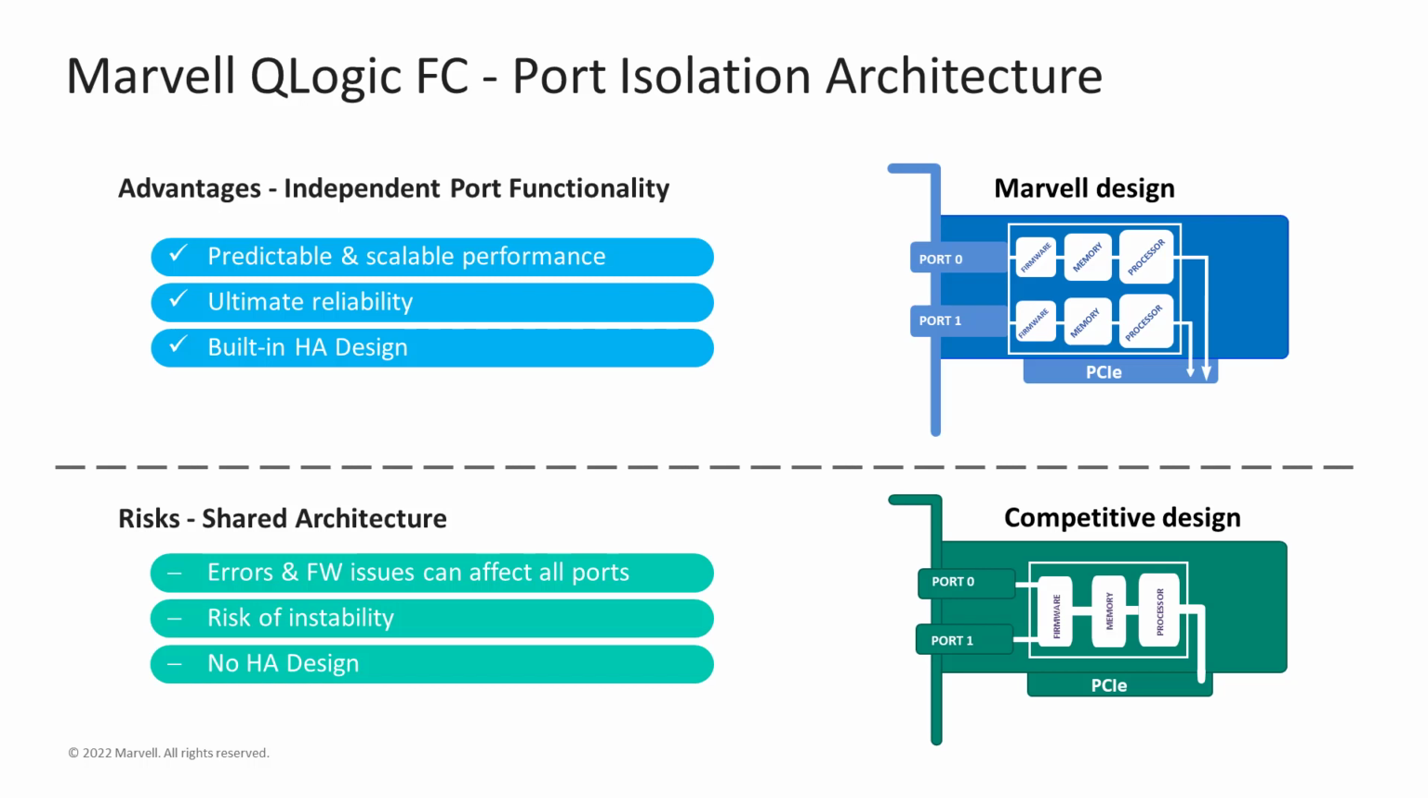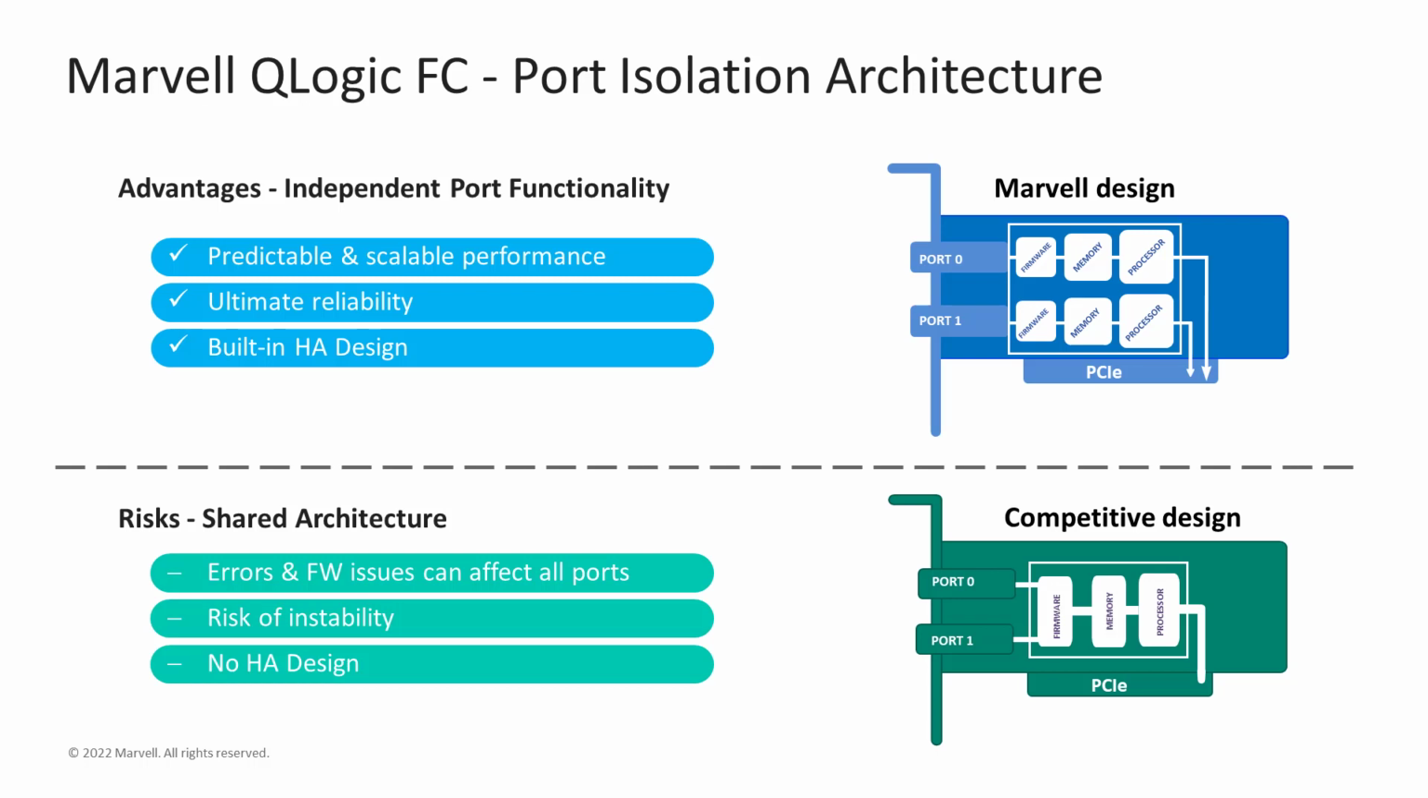So which is the better approach? The key issue is that with independent ports in the QLogic design, the performance of each port is completely isolated from what's potentially happening on the other port. This ensures delivery of predictable performance. With the shared architecture design, performance is not as predictable as issues on one port could potentially affect the performance of the other.